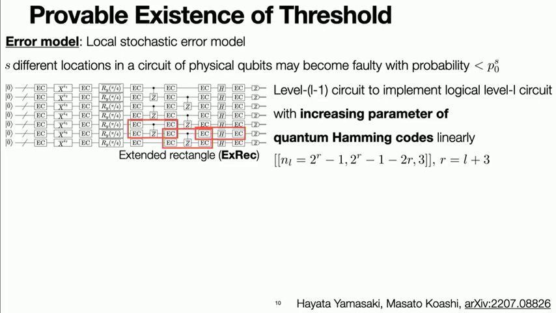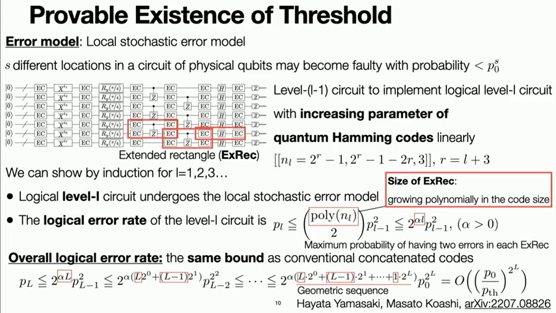For this error model, we take a parameter of quantum Hamming codes that increases linearly as we increase the concatenation level. And then by induction, we show that as long as the level-(L minus one) circuit undergoes the local stochastic error model, the logical level-L circuit also undergoes a local stochastic error model. And also the logical error rate is upper bounded by the maximum probability of having two errors in each so-called extended rectangle, or X-rec for short.